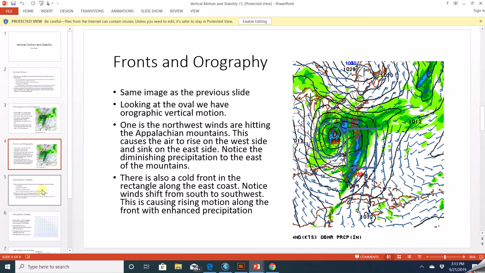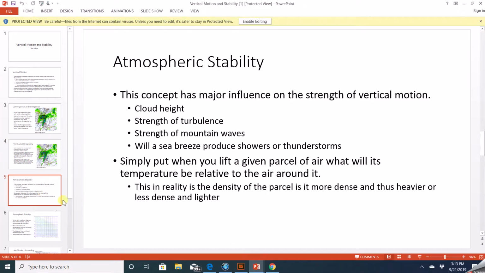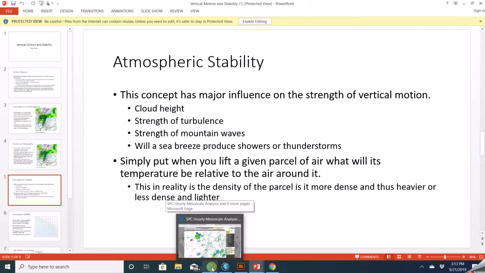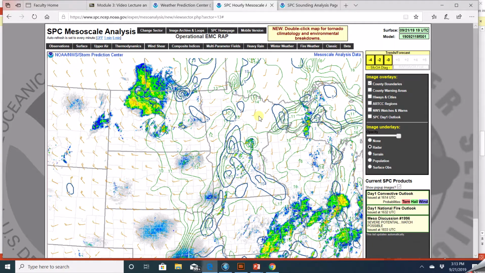So with that, we can move on to stability. Atmospheric stability is just another thing. Think about if you had a hot air balloon. A hot air balloon rises very quickly, and it rises because the air is lighter. It's actually warmer than the air around it. Warmer air is always lighter as long as it can stay warmer than the surrounding air. So when you raise an air parcel up, if it's hotter, it's going to be lighter than the surrounding air.